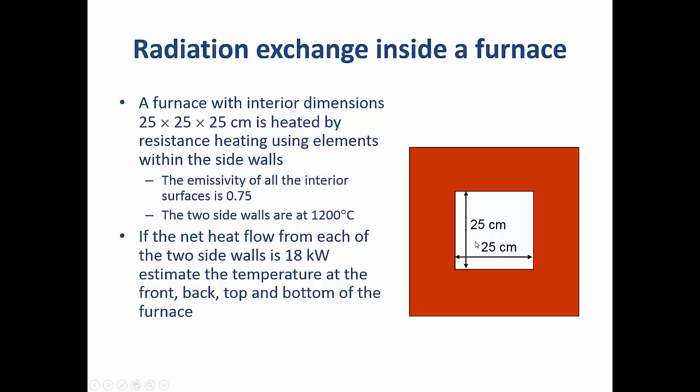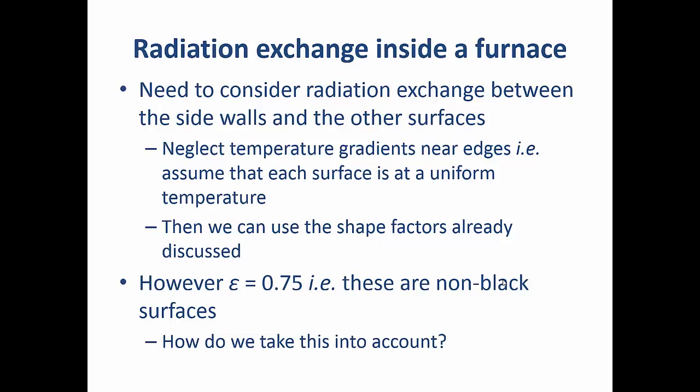And then if I say that the net heat flow from each of the side walls is 18 kilowatts, I want to estimate the temperature at the front, back, top and bottom of the furnace. So basically on the four other interior surfaces. So I'm going to need to consider radiation exchange between the side walls and the other surfaces.